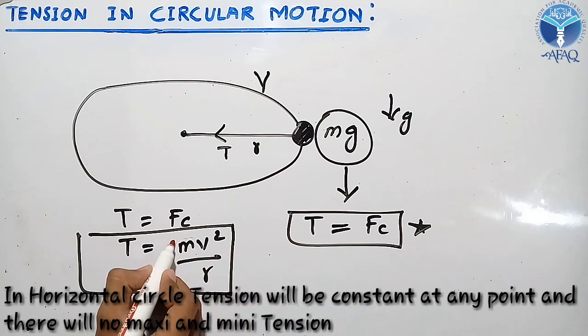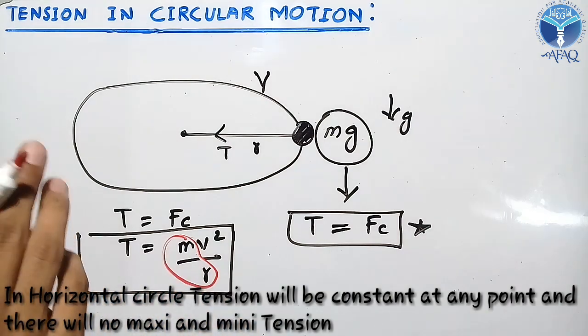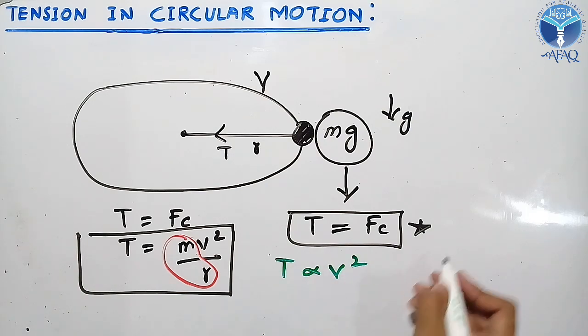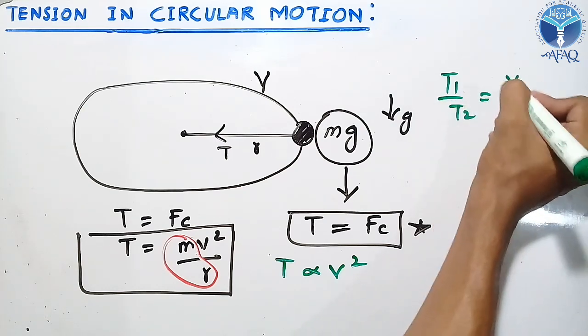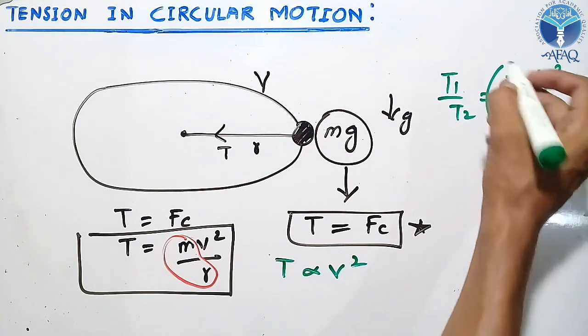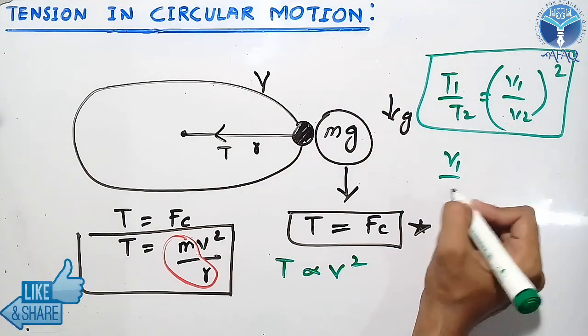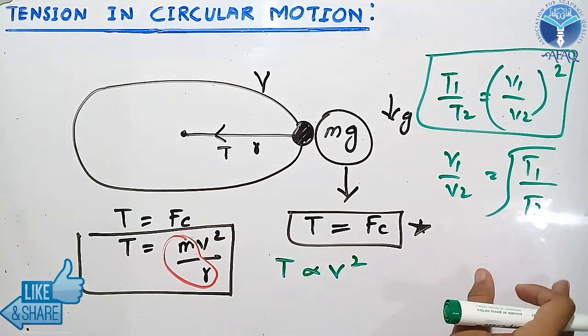The next point I'm going to discuss is very important. If we consider the mass and the radius of the circle constant, I can write the equation, with green to differentiate it from this one, that T is directly proportional to v square. This means that T1 over T2 is equal to V1 over V2 whole square. This makes it more interesting, we have got another equation, and the second one I can also write: V1 over V2 is equal to the square root of T1 over T2. Wow, there's another equation I got.